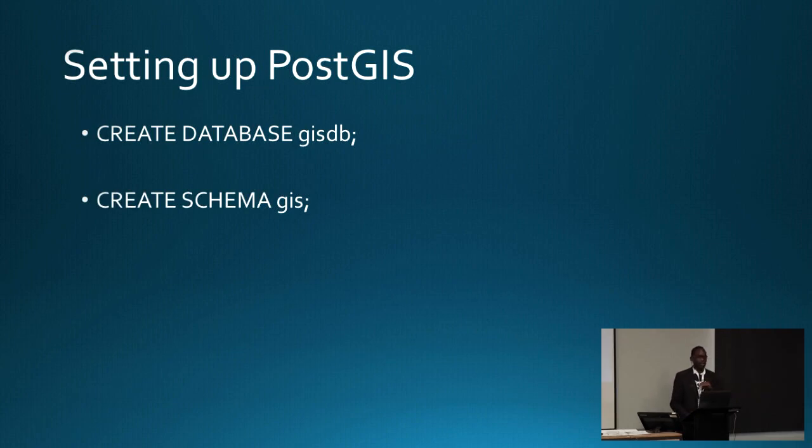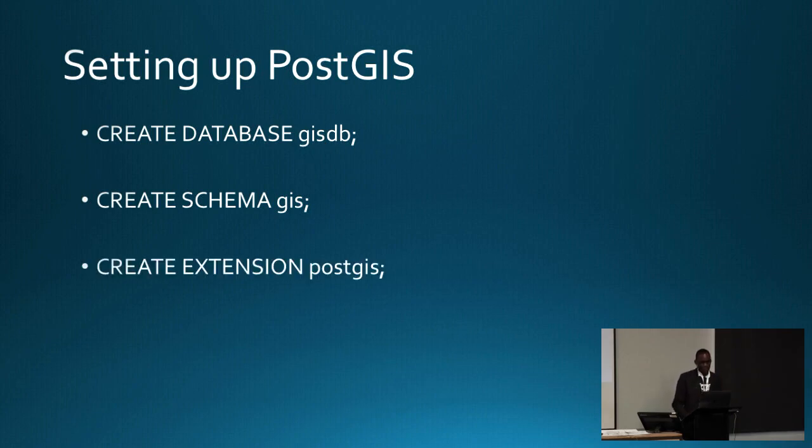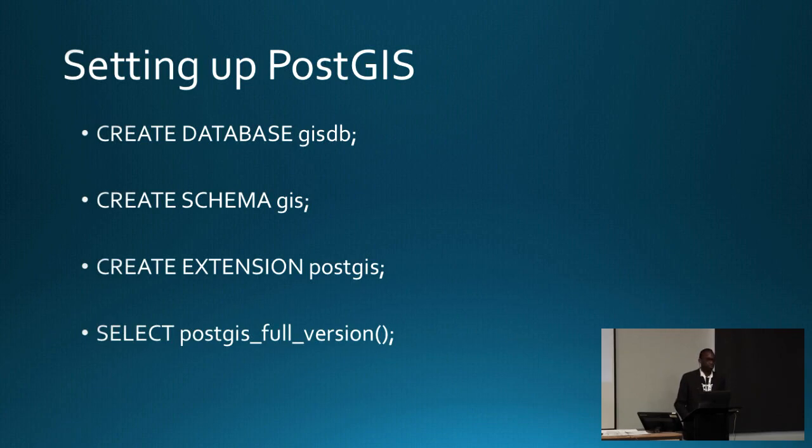Now, when you've done this, you will not be able to make use of GIS in Postgres. You have to do this last command, which is to create that extension. And then once you've done that, this is just a very simple command that you can use to check the version of PostGIS that you're running on your database.